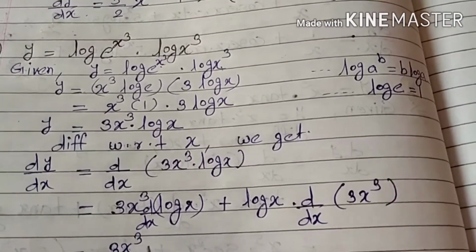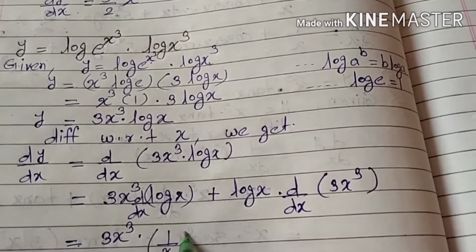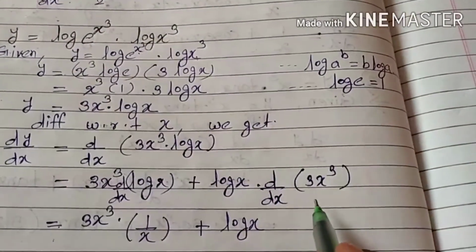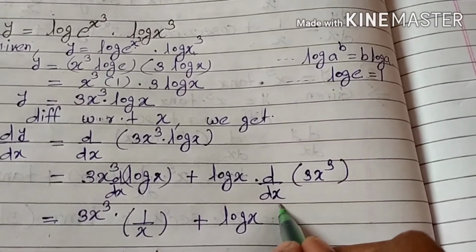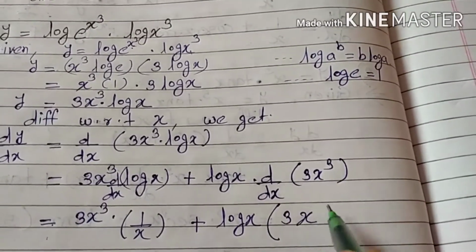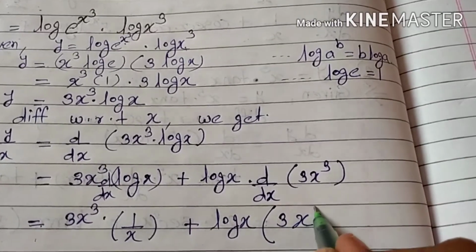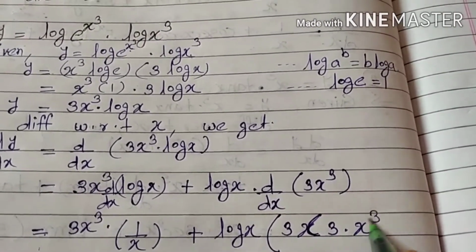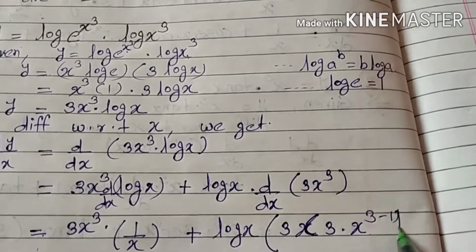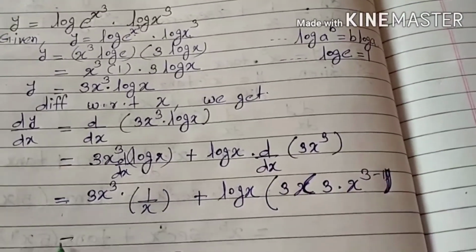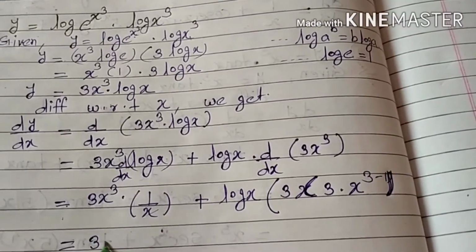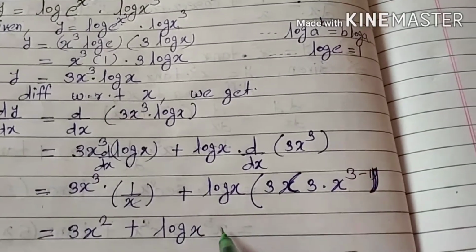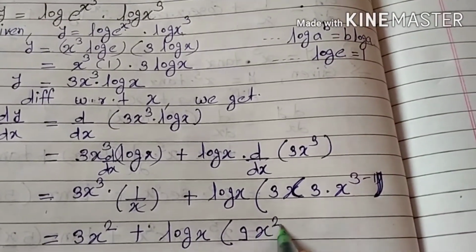Here 3x cube, derivative of log x is 1 upon x plus log x, and derivative of this 3x cube is 3 as it is, and x cube, here also 3 as it is and derivative of x cube, so 3 minus 1. This x and this x get cancelled, so here 3x square plus log x, 3 into 3 is 9x square.